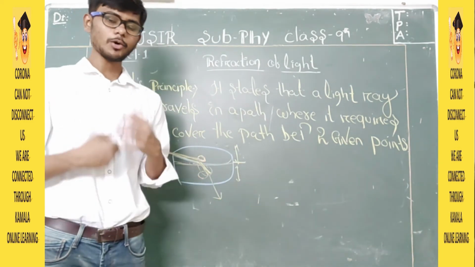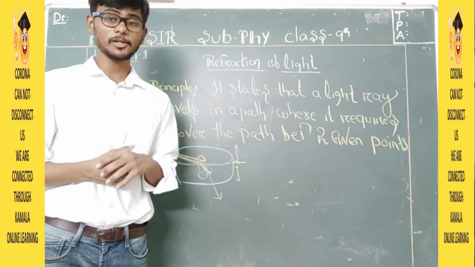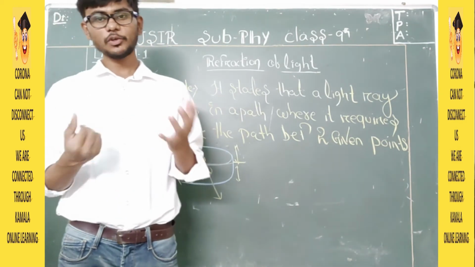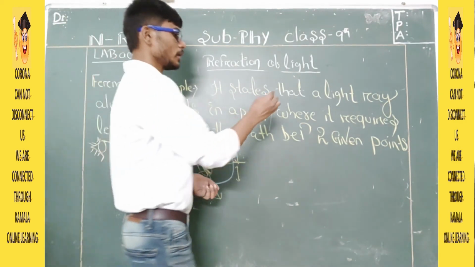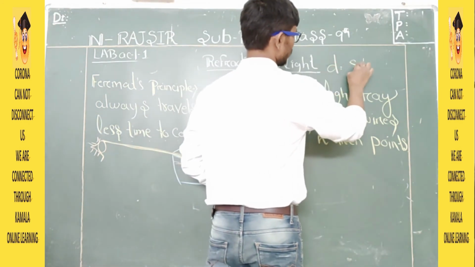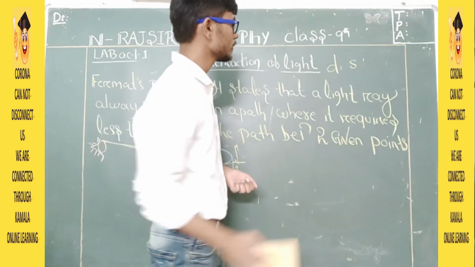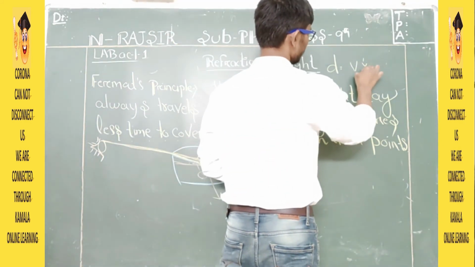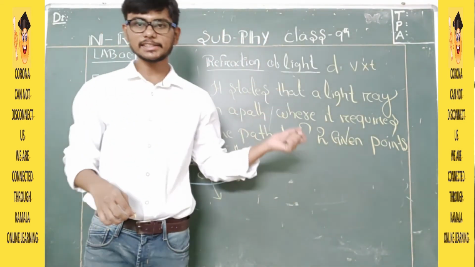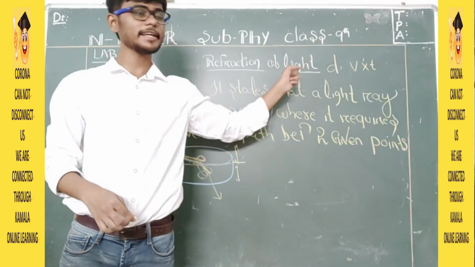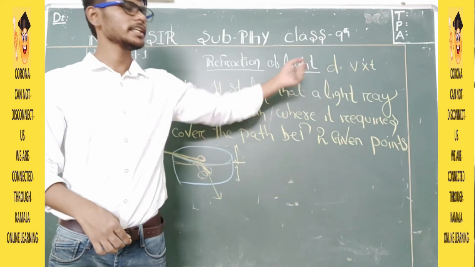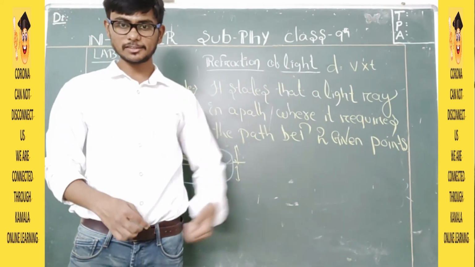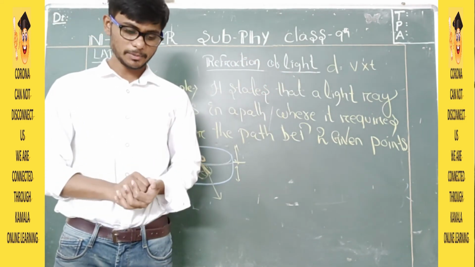How is it possible? It is possible only when the speed of light changes at the interface. We all know that distance is equal to velocity multiplied by time, right? If velocity changes, then only distance will change because they both are directly proportional. If velocity decreases, distance will decrease. So here, in order to minimize the distance, it must minimize its speed as well.